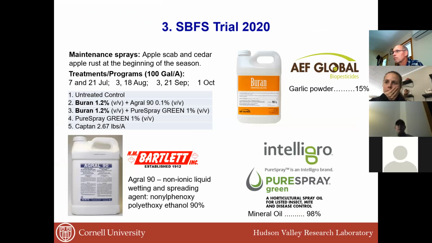We tested Buran, which is a garlic powder extract from this Canadian company, AF Global, and we combined Buran in a battery of basically 5 treatments. We combined it in spray programs 2 and 3 with Agrel, which is a non-ionic liquid wetting and spraying agent. And we also mixed it in a different program with Pure Spray Green and then applied Pure Spray Green alone. We basically had 7 spray applications in each program of these combinations or standalone fungicides, and wanted to see what we actually get after that.